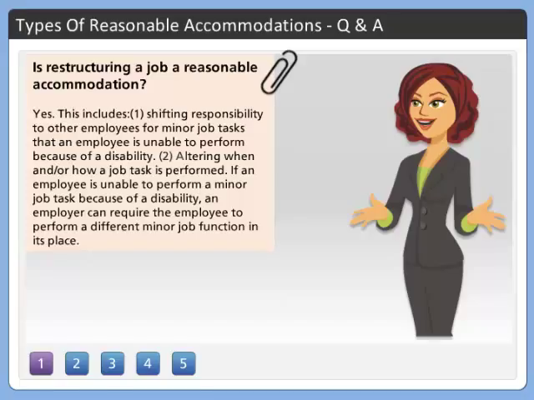Is restructuring a job a reasonable accommodation? Yes. This includes 1. Shifting responsibilities to other employees for minor job tasks that an employee is unable to perform because of a disability. 2. Altering when and/or how a job task is performed. If an employee is unable to perform a minor job task because of a disability, an employer can require the employee to perform a different minor job function in its place.